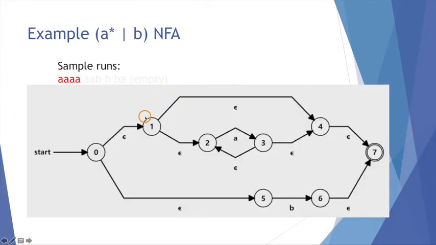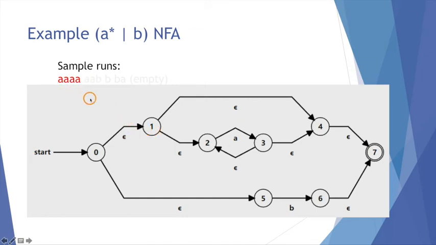Now we are going to do the NFA. Again, for an NFA, you can have multiple paths. From the beginning, you can either go up or down using the epsilon transition. And let's do the sample run here.